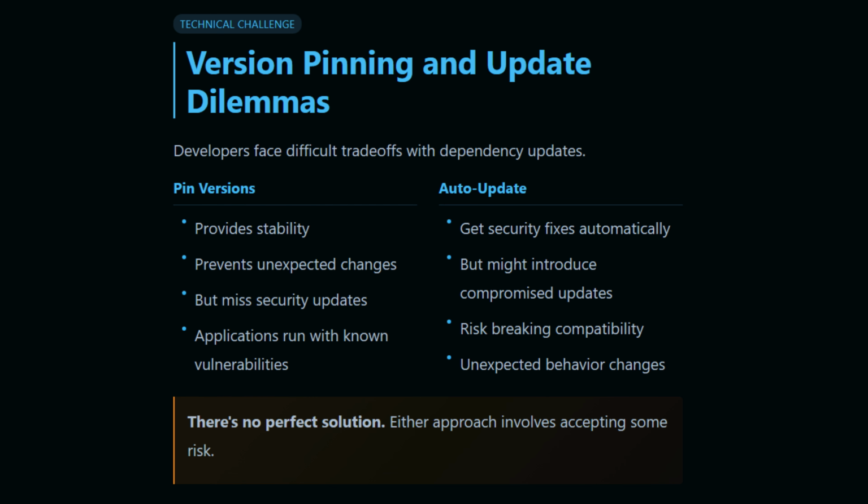Developers face difficult trade-offs with dependency updates. Version pinning, specifying exact versions of dependencies rather than accepting automatic updates, provides stability and prevents unexpected changes, but it also means missing security updates that fix vulnerabilities. Automatically accepting updates ensures you get security fixes, but might introduce new vulnerabilities if an update is compromised. It also risks breaking compatibility when updates change behavior.